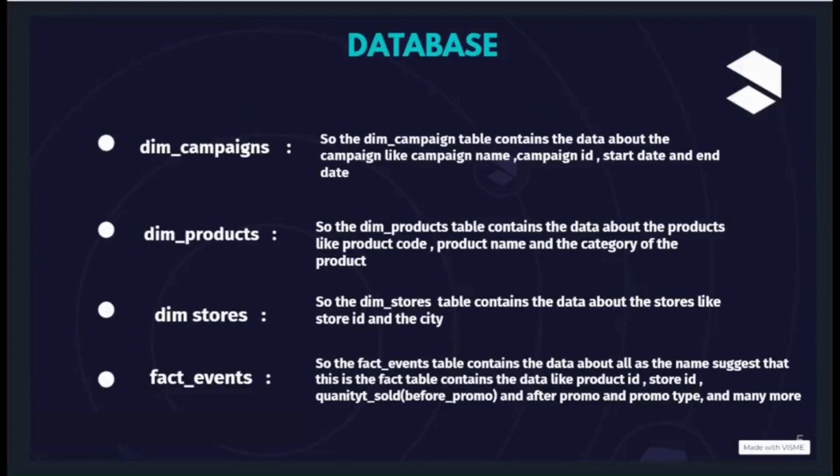First, we will understand the database. We have four tables: campaigns, products, stores, and festivals. These different tables store the data about the different stores. So it is about the data.